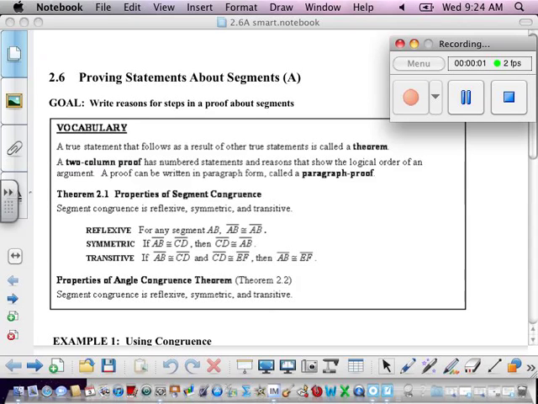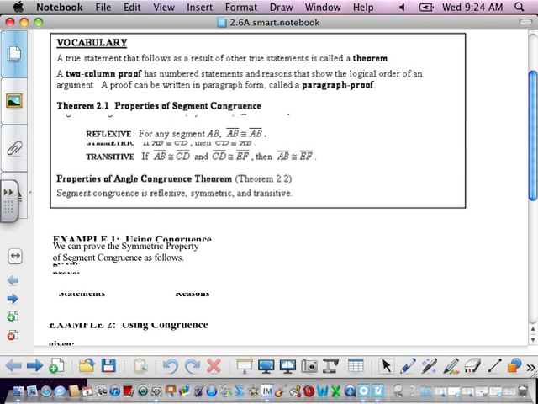All right, ladies and gentlemen, we are looking at 2.6. We are finding how to prove statements about segments, and we're going to prove using a two-column proof, not a paragraph proof for these. We remember reflexive, symmetric, and transitive from last time. So let's go ahead and look at our first proof here.